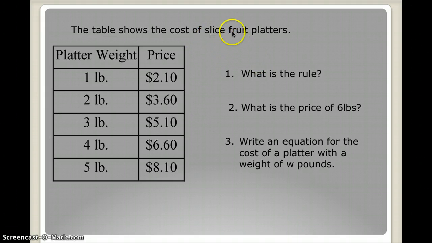The table shows the cost of sliced fruit platters. So in your table, you've got the platter weights and then how much they cost, for each of these pounds. First, remember you want to think about what that rule is. What are they doing to go from each pound and the price increase? What's it increasing by? In those patterns, it's going to be consistent. Then, once you figure out the rule, what's the price for 6 pounds? And then I want you to write an equation for the cost of a platter that would weigh W pounds, so that you could plug in for W if you know how much you want it to weigh, but you don't know how much it's going to cost.